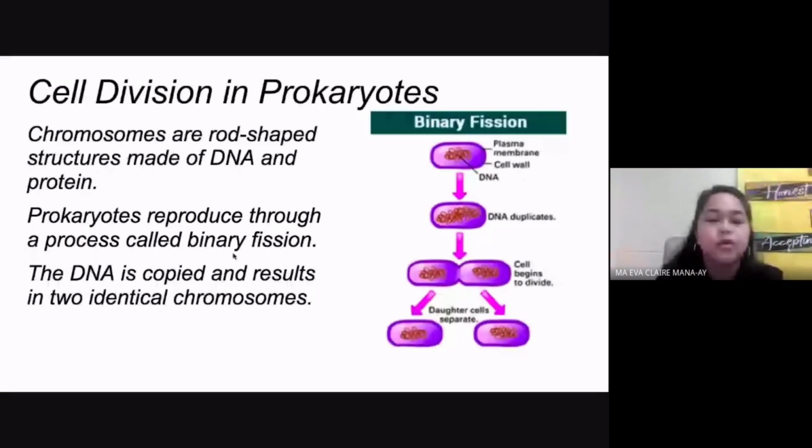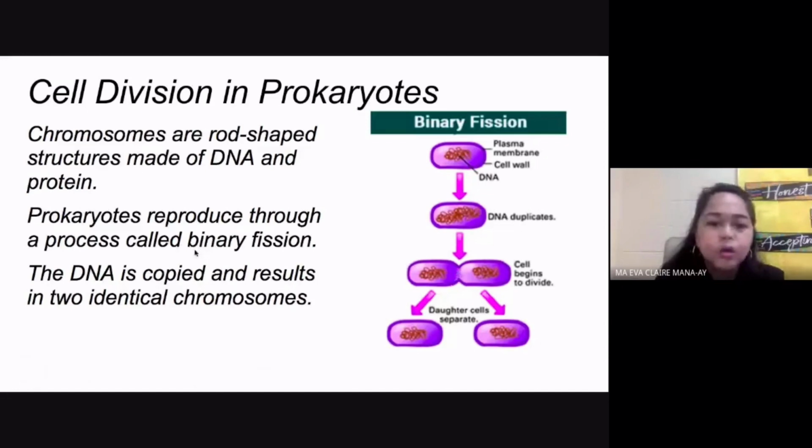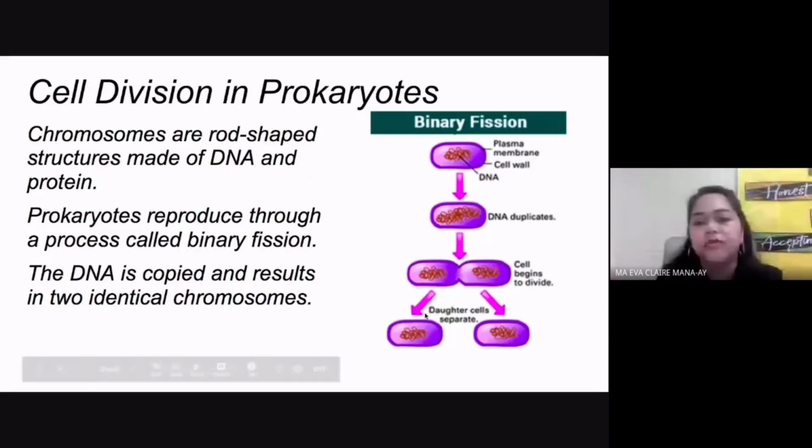The DNA is copied and results in identical chromosomes. And of course, eventually, the cells begin to divide. Bi there would mean two. Okay, so this means two, and fission, of course, we know this means separation, splitting. So when you say binary fission, the form of asexual reproduction which happens in your prokaryotes, what happens is that the cells just divide by two, divide by two, divide by two.